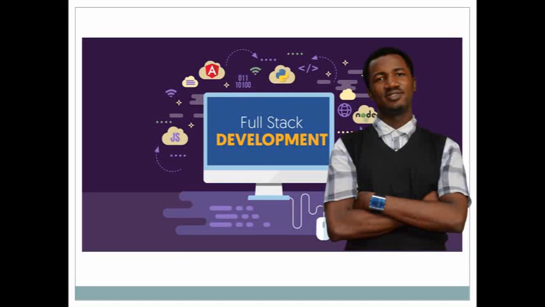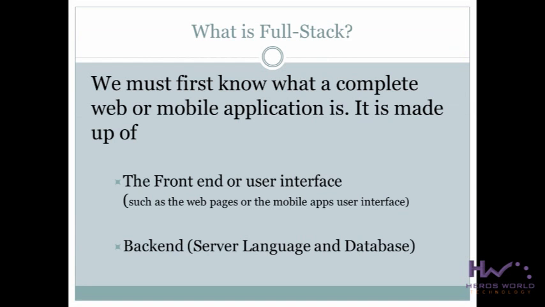We'll be looking at the term full stack. Now, before talking about full stack, we must first know what a complete web application or a mobile application is. Generally speaking, it is made up of two things: the front end or the user interface, what the user sees, the web page, the mobile app user interface, or the back end. The back end is comprised of a server language and a database.